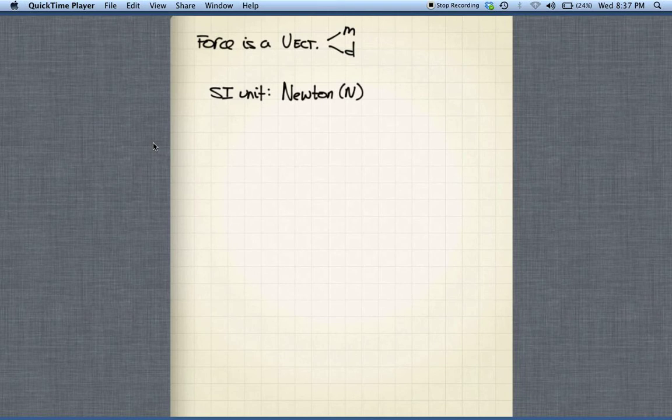Now, Newton's kind of a clever little unit, in which a single Newton actually has a physical significance. And 1 Newton is defined as the force it takes to cause a 1 kilogram mass to accelerate at a rate of 1 meter per second squared. Meaning if I had a box on a frictionless surface and I gave it a force of 1 Newton and it weighed 1 kilogram, that would result in an acceleration of 1 meter per second squared.